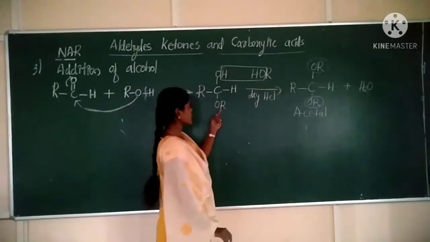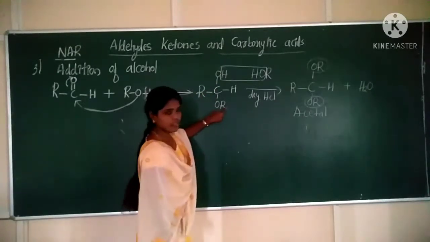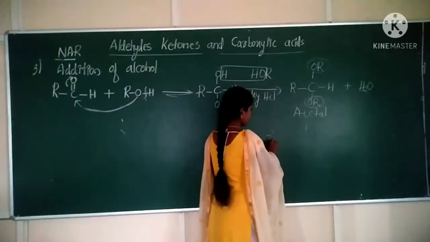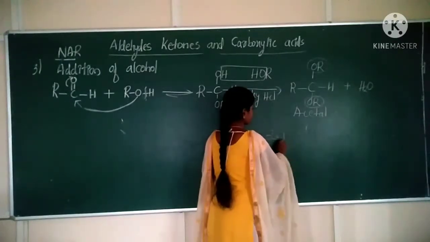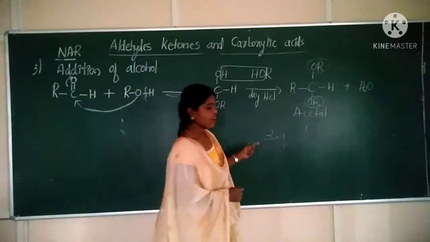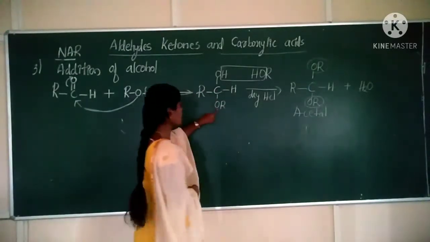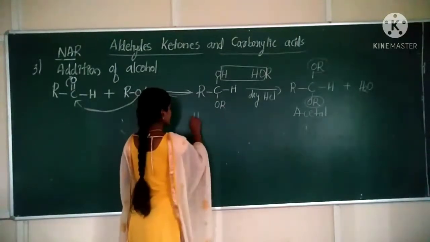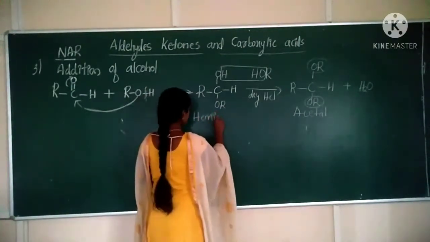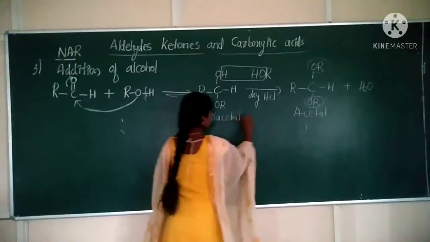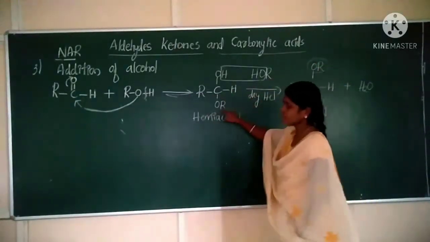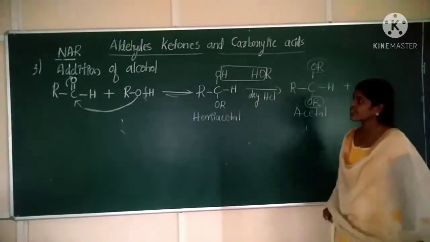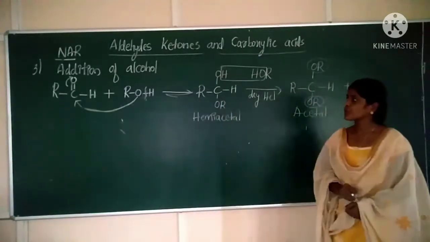Now look at here. How many groups are there here? Only one group is there. Okay. So half of 2 is what? 2 divided by 2, 1. So here we have only one group. At that time we can call it a what? Hemi. Hemi means what here? Half. Here we have 2 alkoxy groups. Here we have 1 alkoxy group. So its name is hemiacetal.